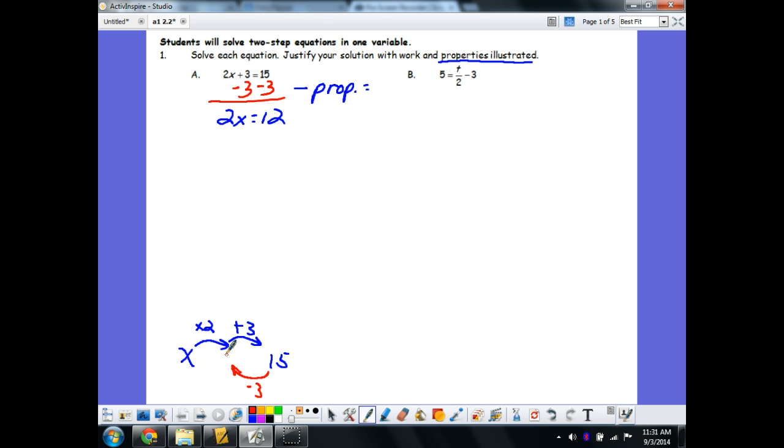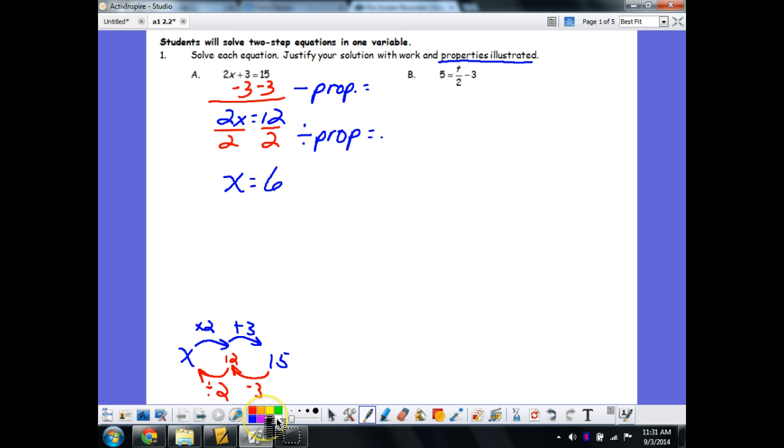Okay, so we end up with 12 here, and then we're going to undo the multiplication by dividing by 2 with that flow chart. So we're going to divide by 2 here. Since we're dividing the same thing by both sides, that is the division property. Trying to write the division property of equality. And finally, that leaves us with x is equal to 6.